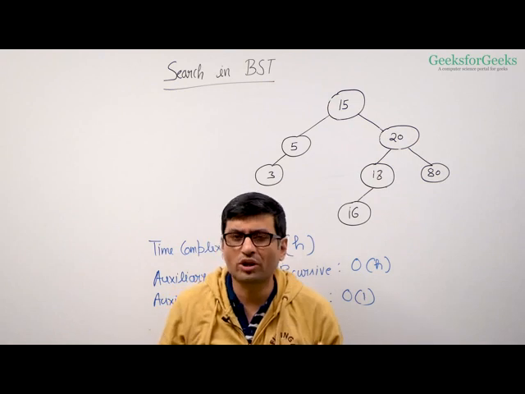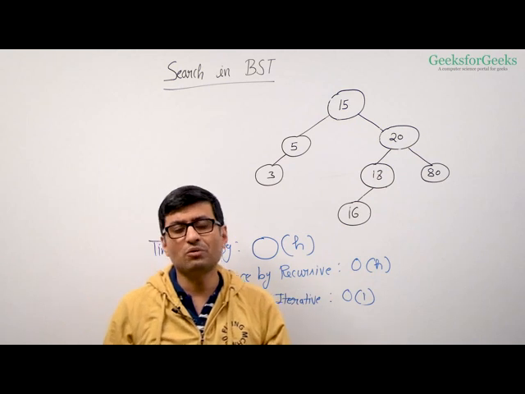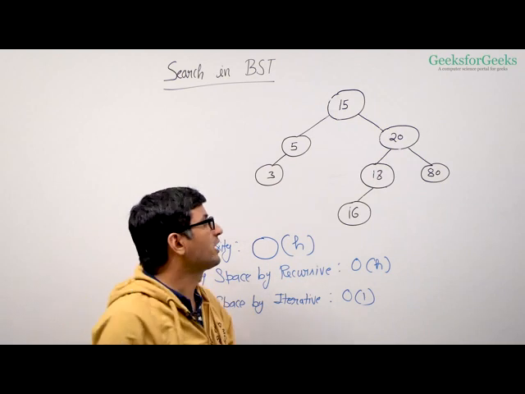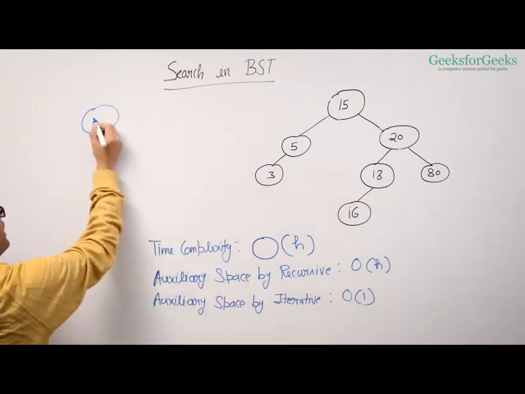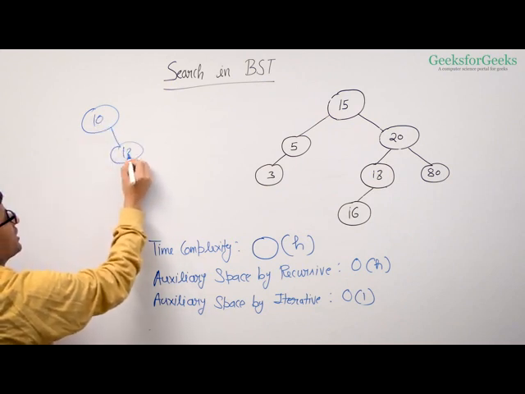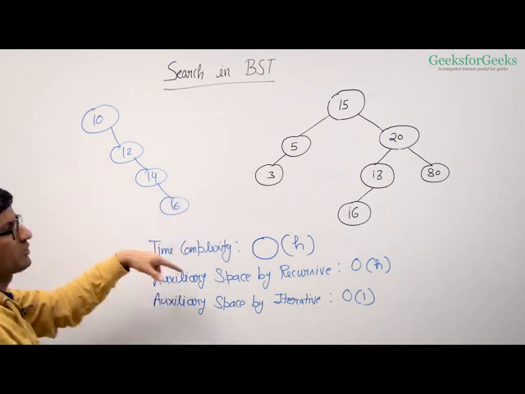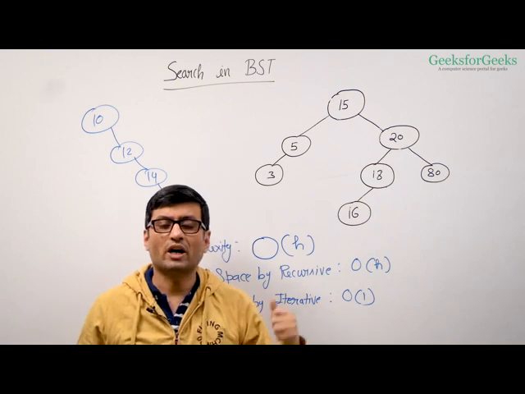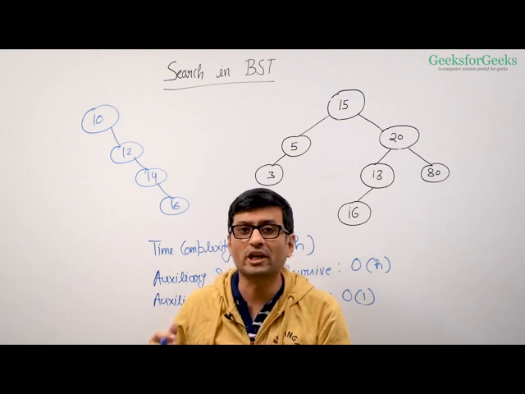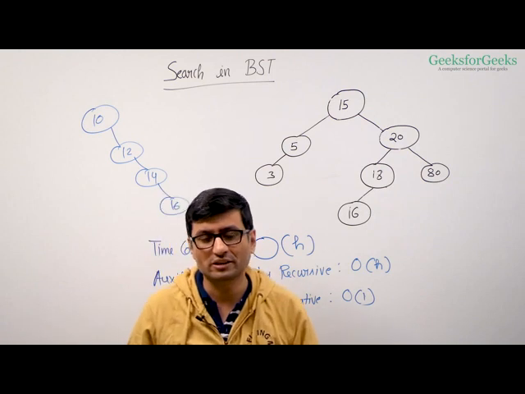Now, one last note about the search function. It is upper bounded by height. And if you have a binary search tree which is not balanced, the height can become n. Suppose you insert in this order: first 10, then 12, then 14, then 16. So height is actually equal to the number of nodes. So height can become n if your tree is skewed, if it is completely unbalanced. And in the best case, it can become log n when it is balanced.